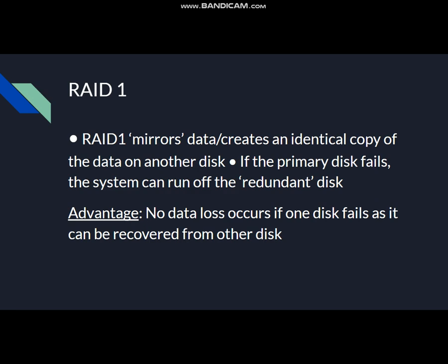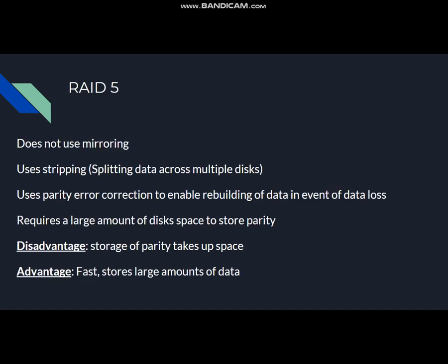Right, RAID 1 is the next part, and RAID 1 uses what we know as mirroring. Okay, so it mirrors what's on one disk to the other disks. Okay, so effectively it creates an identical copy of the data on another disk, such that if the first disk was to fail, then the system can run off the redundant disk, so the one that's not being used on a regular basis. So the advantage is that no data is lost, and if the one disk fails, then we have the content on the other one.